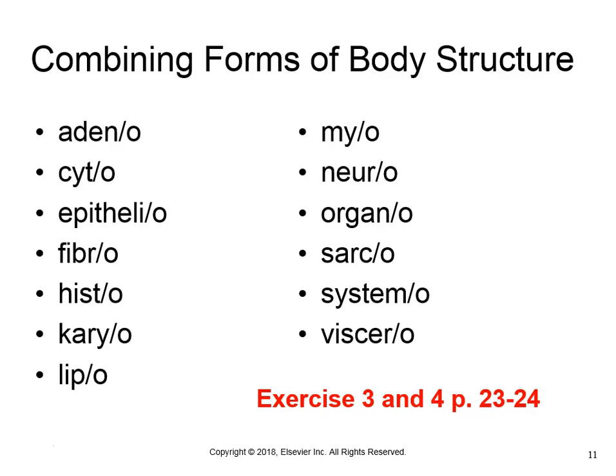Fibro means a fiber. Oftentimes that's used to talk about muscle fibers, for example, or a rough fibrous growth. Histo means tissue, so that tissue level of organization. Histology is the study of tissues, so if you want to be a histologist where you get to kind of look at tissue slides all day, that might be something for you.